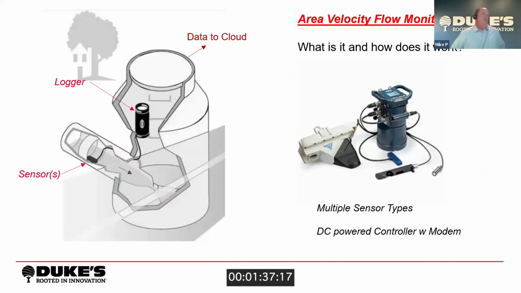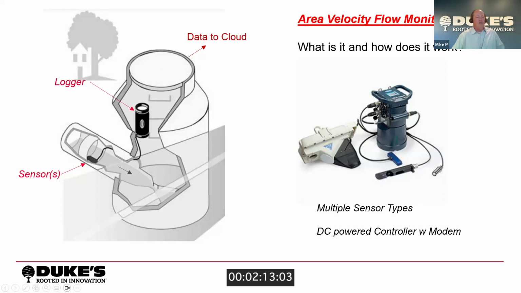This is kind of the basics of open channel gravity or area velocity flow metering. Looking at the diagram over on the left, it's measuring the flow flowing through the sewer, and the access point is, for the most part, a manhole. You can see that there's a logger and a sensor, and they're connected via a wire. The arrow at the top would be data to a cloud. Now, as of the past 10, 12 years, most of the hardware available in the market has a built-in cellular modem, so they're pushing data to the cloud almost in real time.